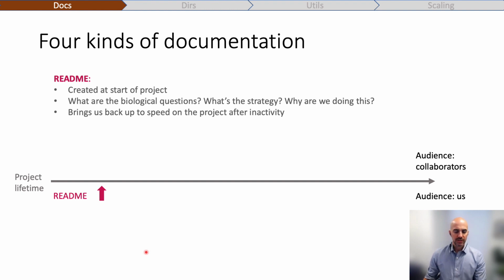The first kind of documentation is a README. We create this at the start of a project. It has things like what are the biological questions, what's the strategy, why are we doing this in the first place, to provide that kind of context. The audience is ourselves in the future after we've not worked on the project for a while and have to remember what it's all about.